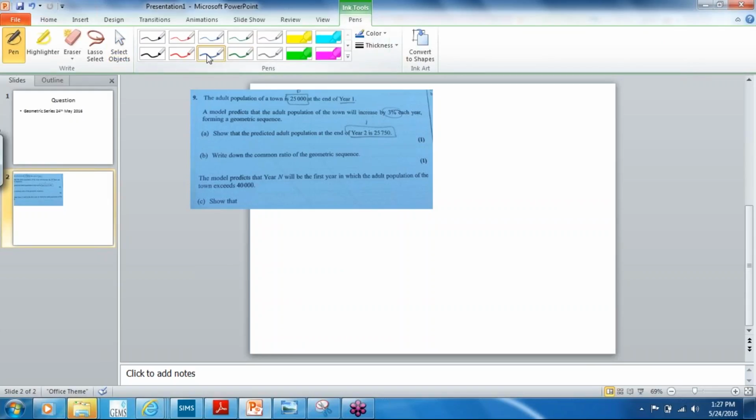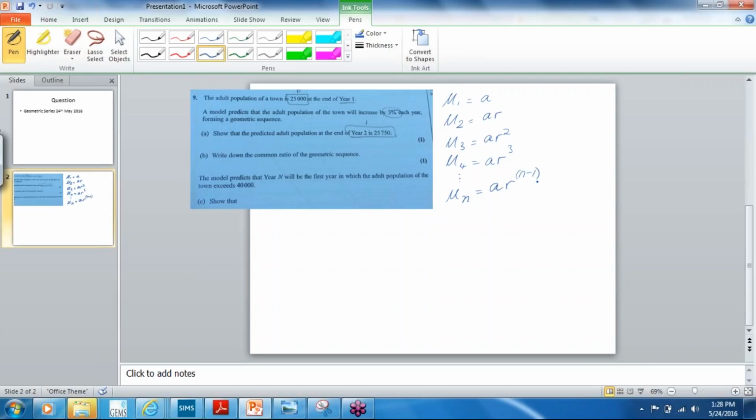Now, let's just make a note here. If there's a geometric sequence, we'll call the first term A. The second term of a geometric series is A times R. The third term is AR squared. And the fourth term is AR to the power of 3. There is a general rule for the nth term, which is A times R to the power of n minus 1.